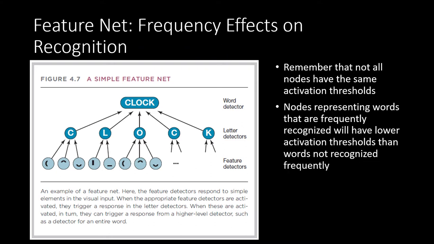So let's use this to explain frequency effects. How is it that we can recognize high frequency words at a higher rate than low frequency words? Well, let's figure this out. Imagine you're shown the word clock, which is a high frequency word, for 30 milliseconds. All of your various feature detectors light up, at least the relevant ones, for a little while, and they pass activation on to all of the various letters, which in turn pass it on to clock, exactly like we had earlier.